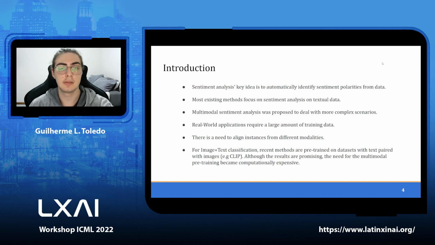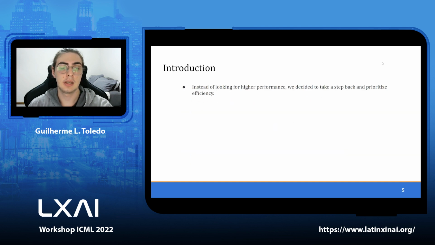State-of-the-art models have been using datasets with text paired with images for classification. CLIP is one example of these approaches. The results are very promising, but the need for multimodal pre-training became computationally expensive. In this work, instead of looking for performance improvements, we decided to take a step back and prioritize efficiency. Thus, we raised the question: how to fine-tune different pre-trained unimodal models considering a multimodal objective for sentiment analysis tasks?